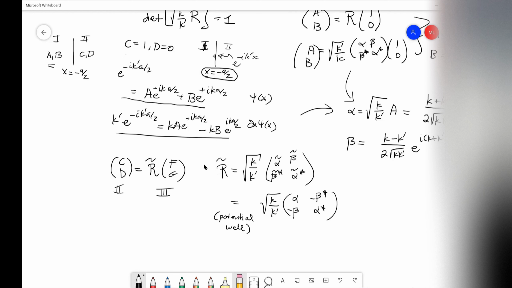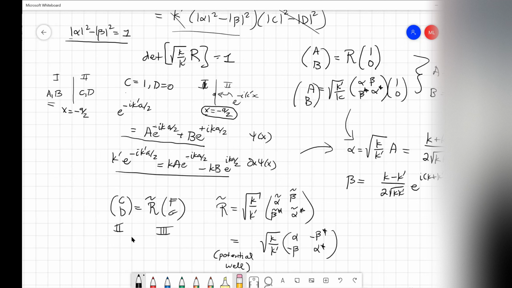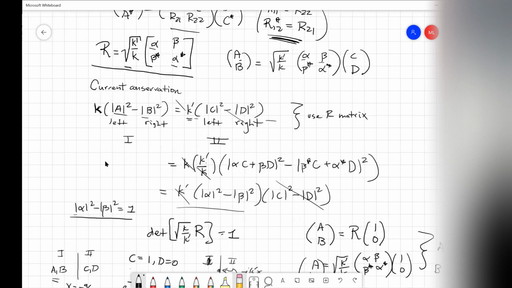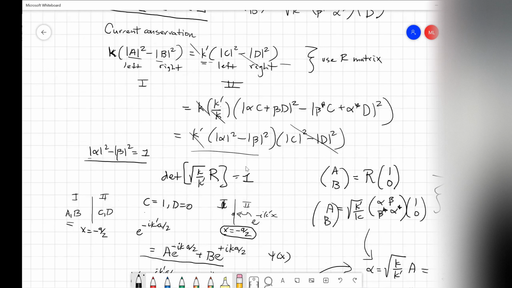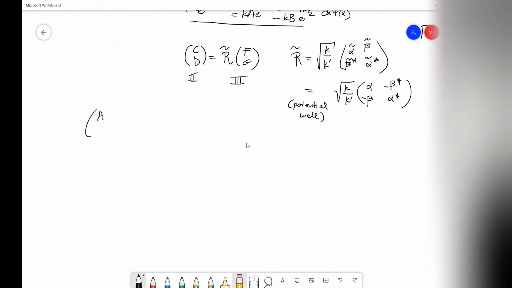So then, now what? Now you have a connection between A and B and C and D. And then you have another connection between C and D and F and G. So you can combine that whole thing into one matrix and connect up A and B via R and R tilde to F and G, the asymptotic states. These are now in regions 1 and 3, right? And all of the stuff that went on in region 2 is encoded in this matrix, because we matched at the boundary between 1 and 2, and then we matched between 2 and 3.